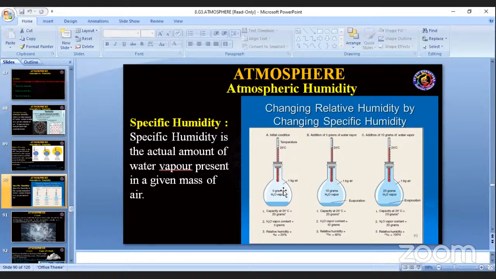That is specific humidity here. Understood now? Yes, sir. Okay.